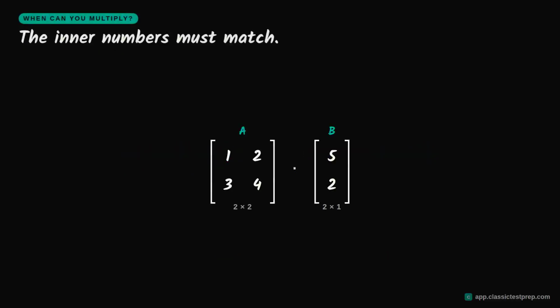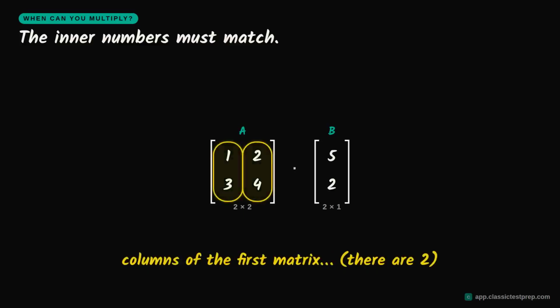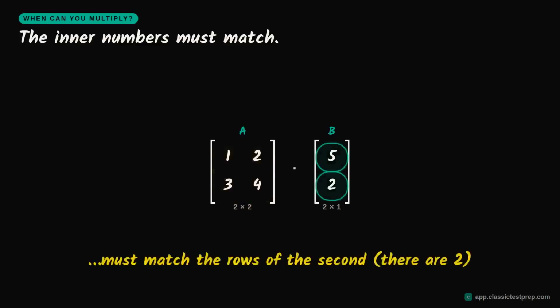On screen, we have 2 matrices. One of these matrices is 2 by 2. The other is 2 by 1. When we write the dimensions next to each other, we get 2 by 2 and 2 by 1. In order for the 2 matrices to be multiplied by each other, the number of columns in the first matrix must match the number of rows in the second matrix.